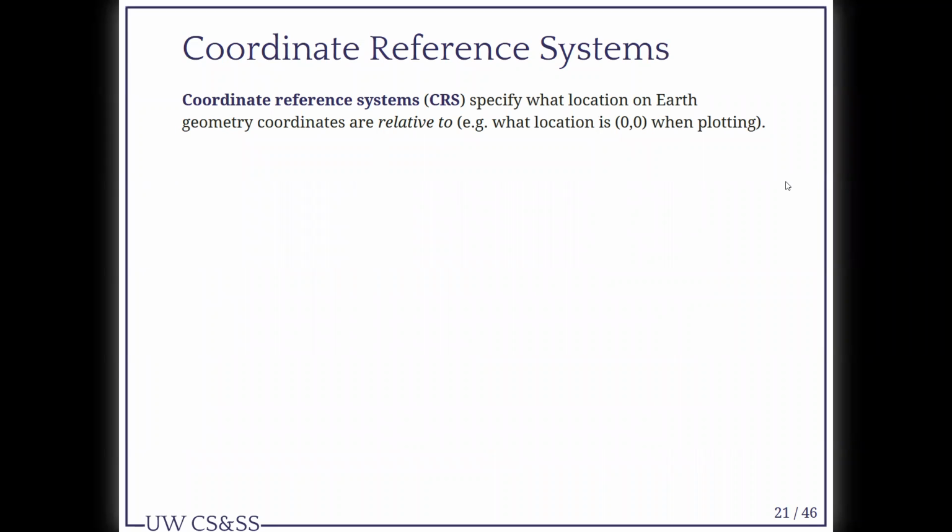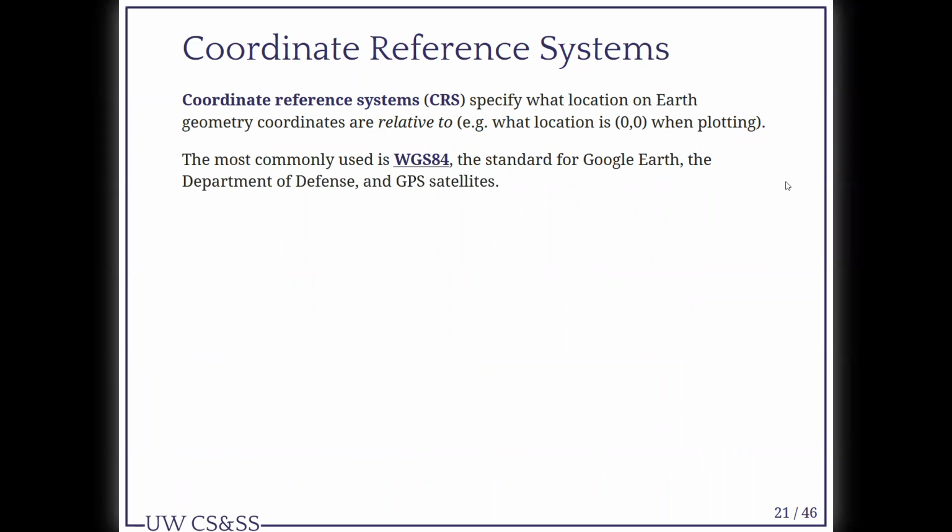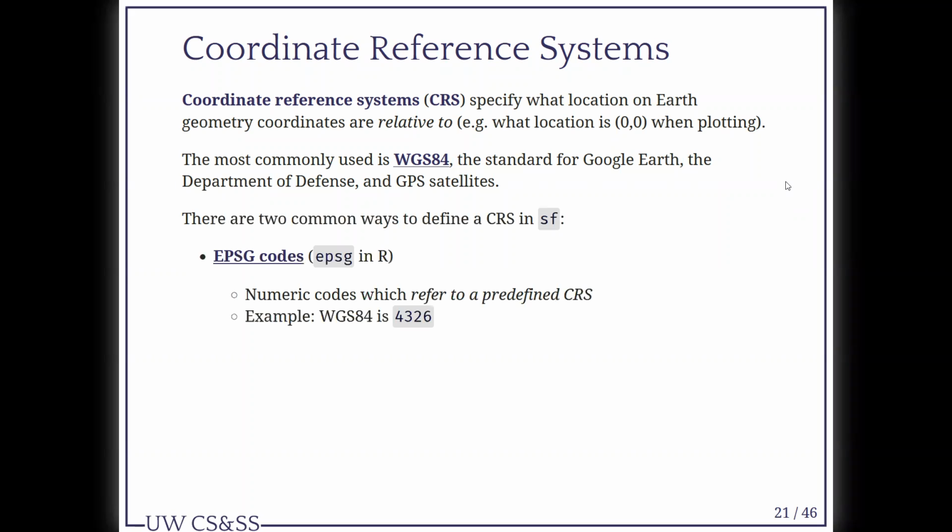The next, for lack of a better word, vocabulary word, is coordinate reference systems. A CRS will specify what location on Earth geometry coordinates are relative to. A way you can think about this is: what location is 0, 0 when you're plotting something? What's the Greenwich mean time of these dots? The most commonly used is WGS 84. It's the standard for Google Earth, the Department of Defense, and many GPS satellites.